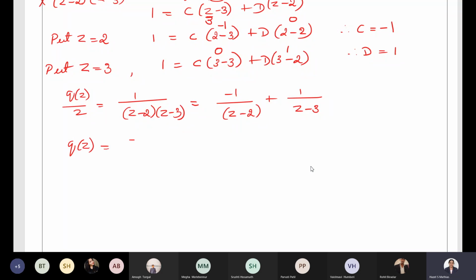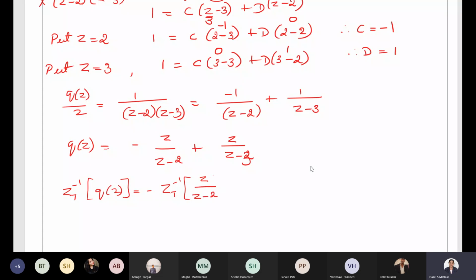Multiply by z on both sides. We get z into minus 1 divided by z minus 2, so it is nothing but minus z divided by z minus 2, plus z divided by z minus 3. Now take the inverse z transform. What is the inverse z transform of Q of z? It is nothing but minus inverse z transform of z divided by z minus 2 plus inverse z transform of z divided by z minus 3.